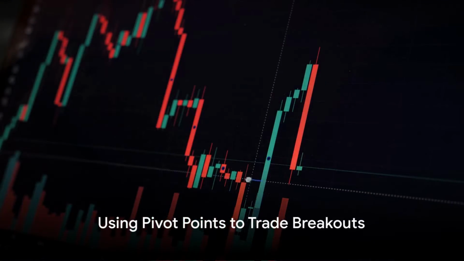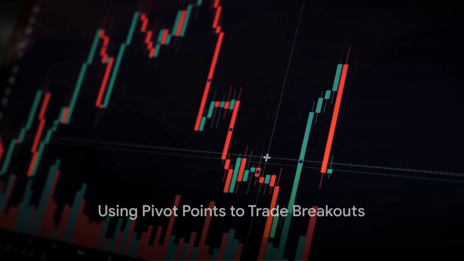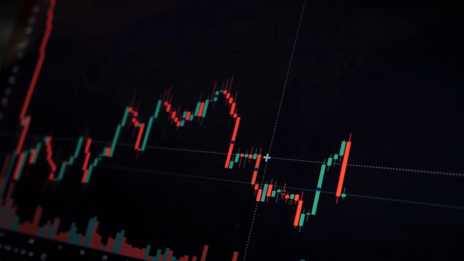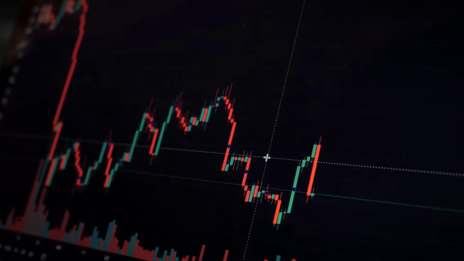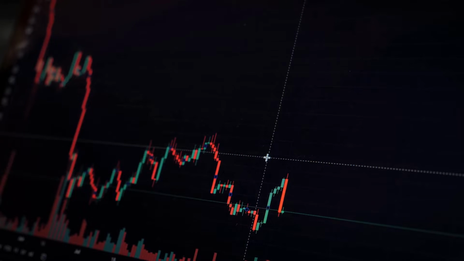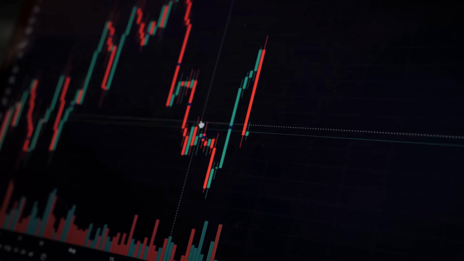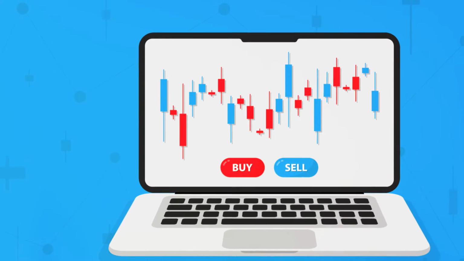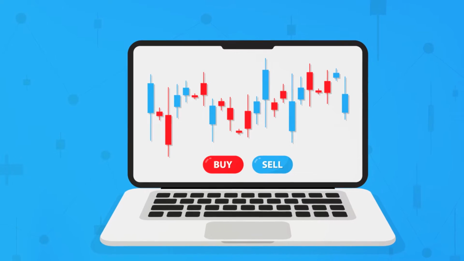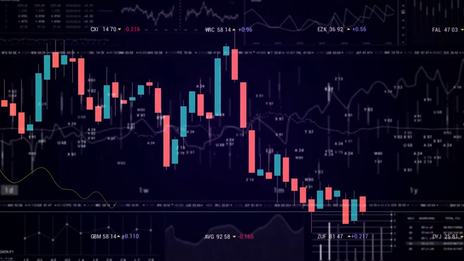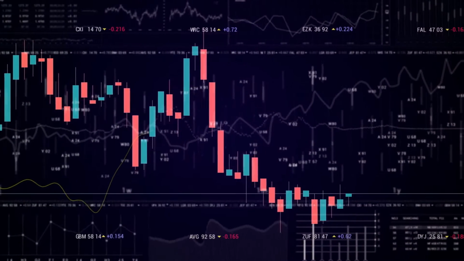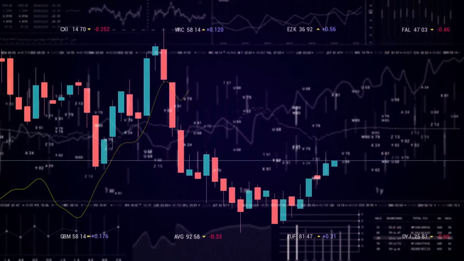Let's dive into the step-by-step process of using pivot points to trade breakouts. Firstly, you need to accurately identify the pivot points. These points are typically calculated based on the high, low, and closing prices from a previous trading session. In essence, pivot points serve as potential support and resistance levels, and their intersection could indicate possible price reversals.